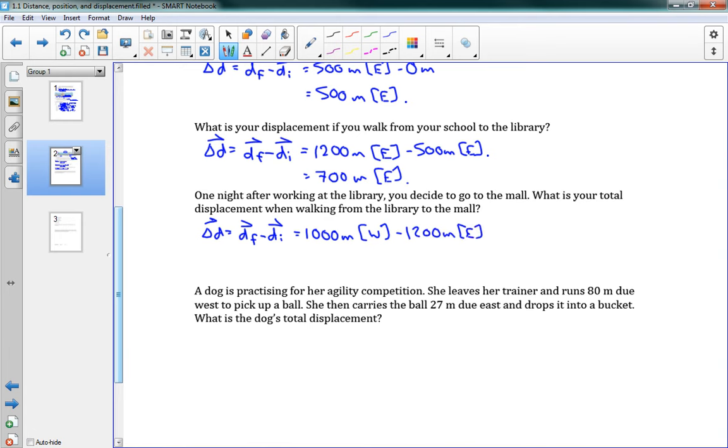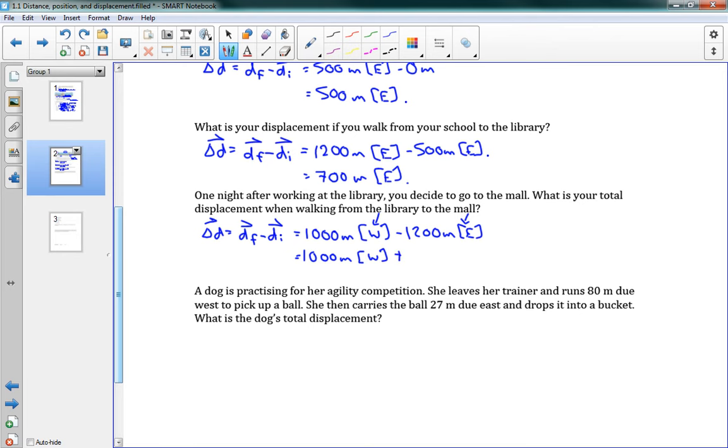Okay, now notice I have west and east, and I can't just subtract those straight away. I can't say 1,000 minus 1,200 is negative 200 and go from there. I need to make them have the same direction first. So 1,000 meters west, okay, we can work with that. 1,200 meters east, well, I'm going to write this again, 1,000 meters west. I have minus 1,200 meters east.